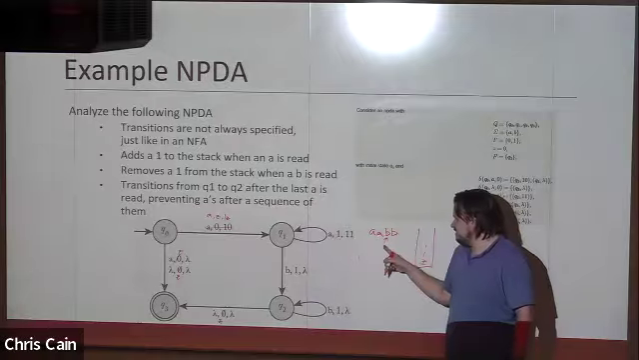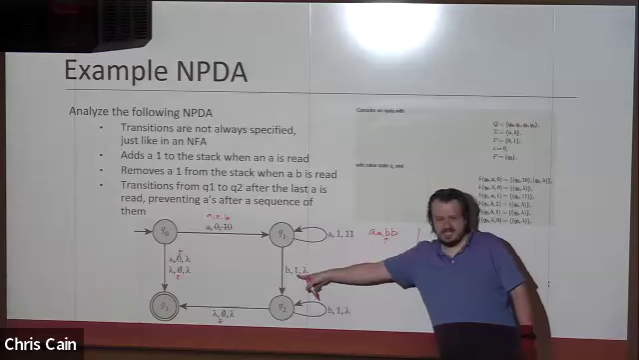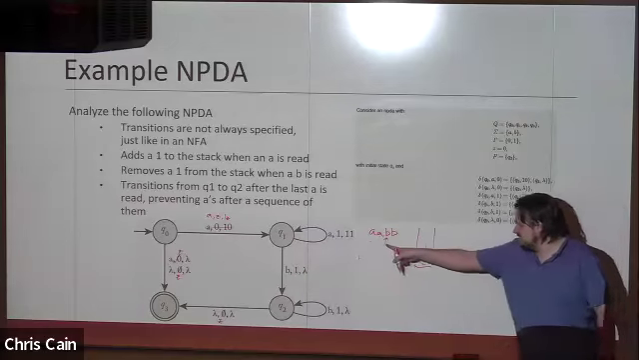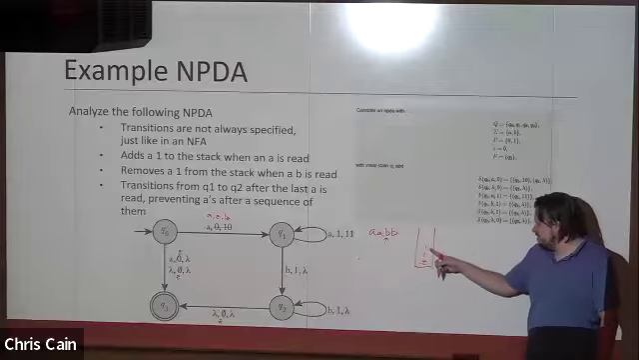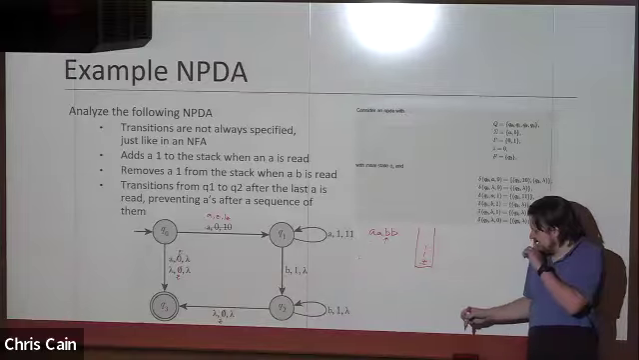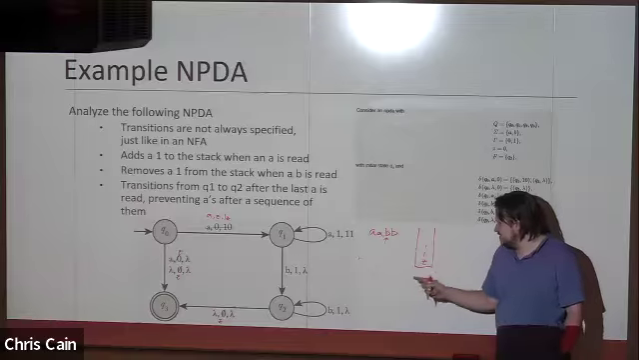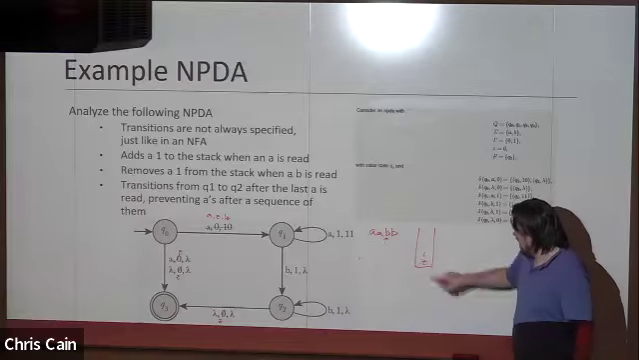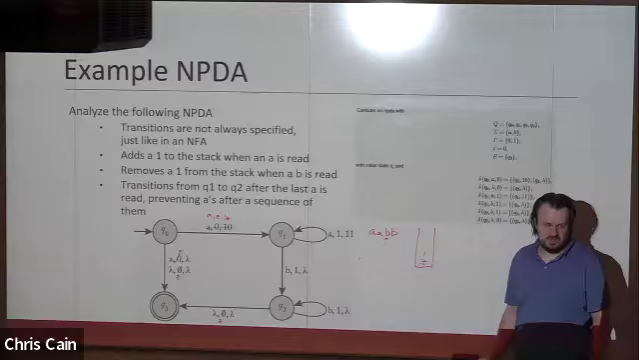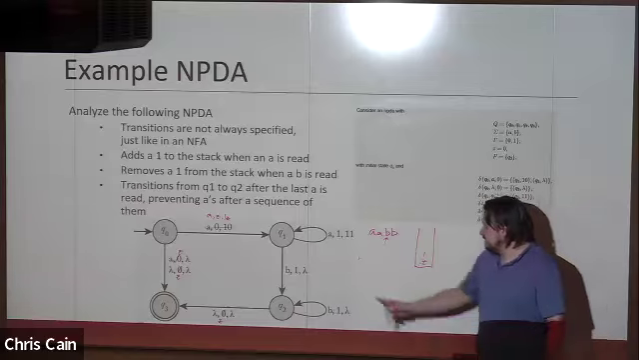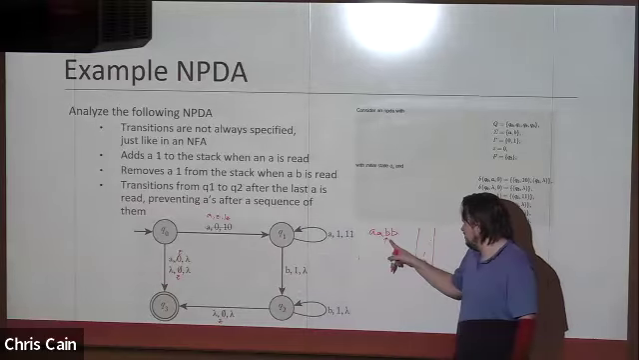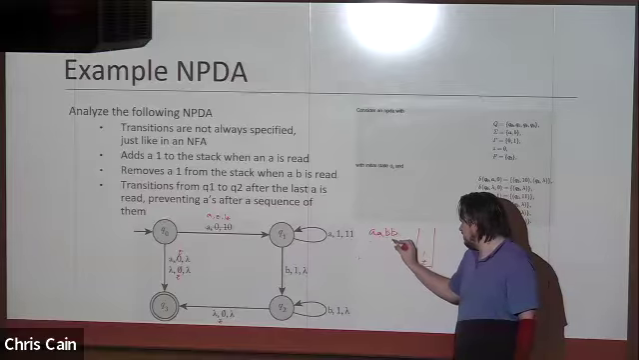We now see a B with a 1 on top of the stack. So we're able to see that we are reading a B with a 1 on top of the stack. This says, consume that B, pop a 1, and push nothing. So it's the equivalent of a pop. We do that, we transition from Q1 to Q2, and we move our string pointer 1 space to the right.